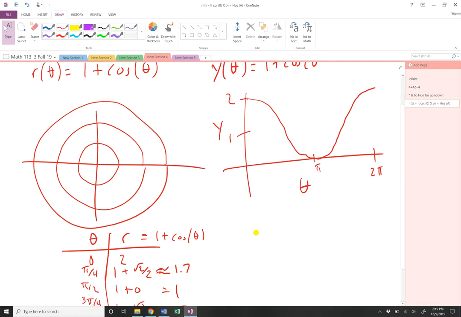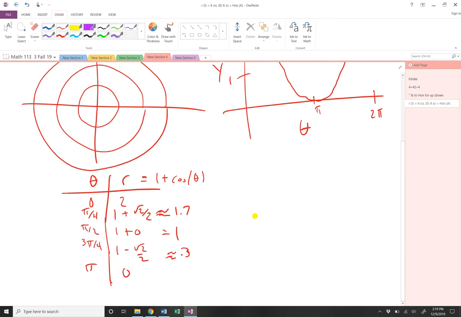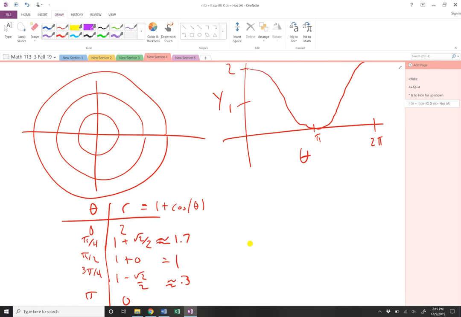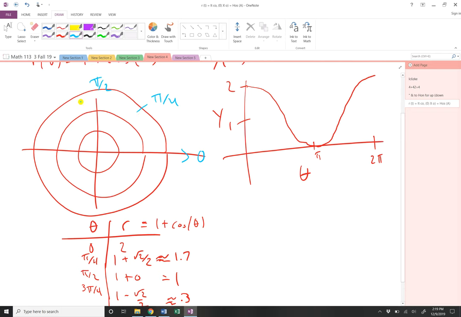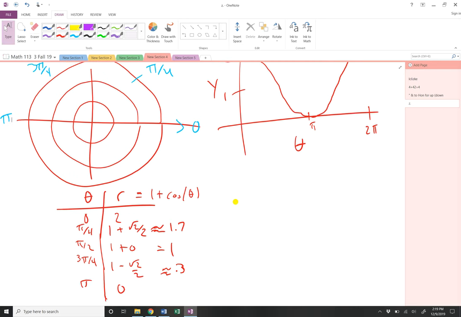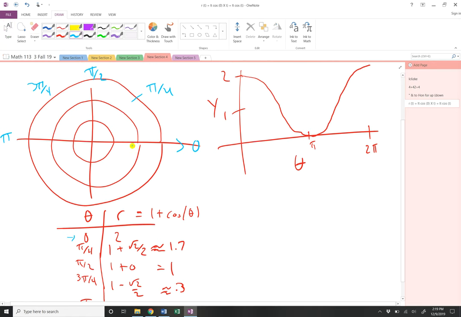I'm gonna go ahead and start graphing mine. I plugged in five different thetas: theta equals 0, pi fourths, pi halves, 3 pi fourths, and pi. When theta is 0, I get a radius of 2, so I'm right here.